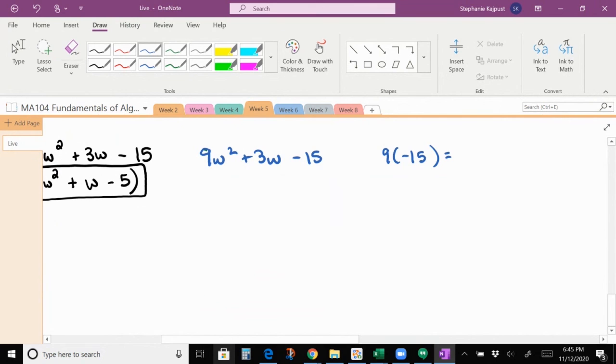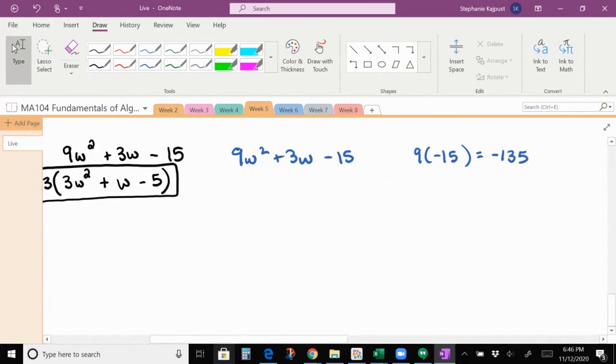So let's say we didn't notice we can factor out a 3, and we started doing the AC method, which is 9 times the negative 15. I have to do that on my calculator. There's no way I'm doing that in my head. So the AC method is you take the first number and the last number and you multiply them together. So that's A and C. I need to write down the formula. That is helpful, yeah.